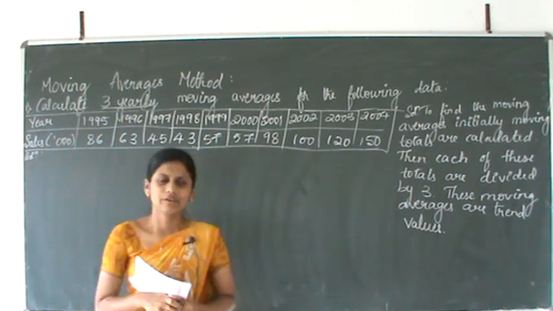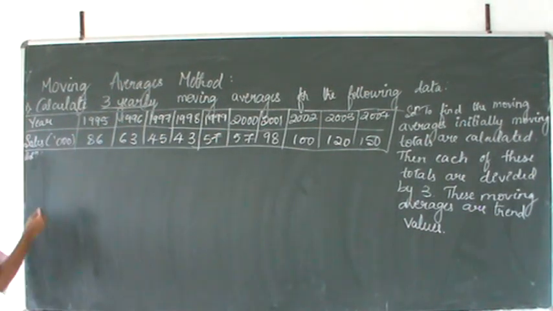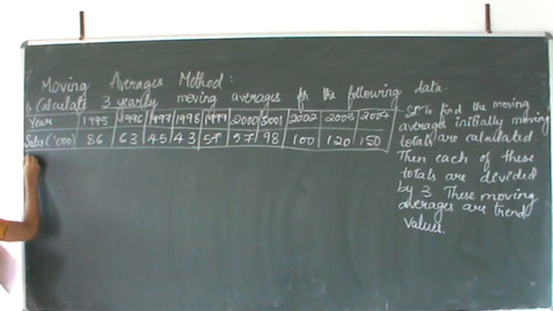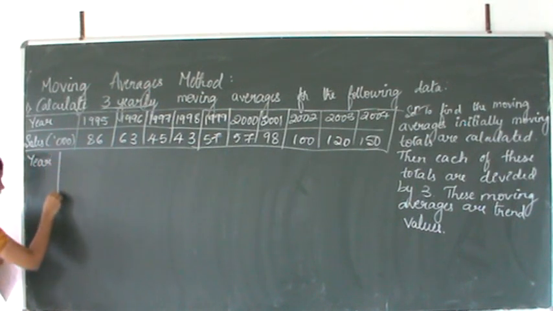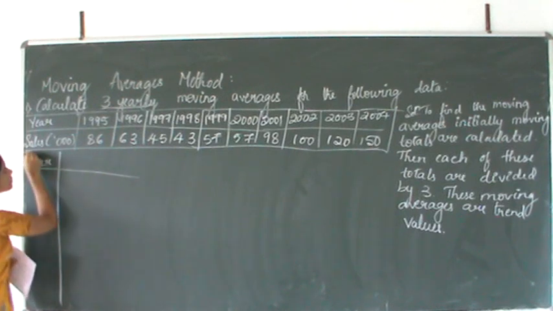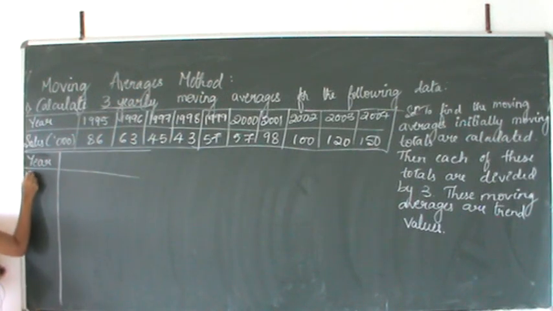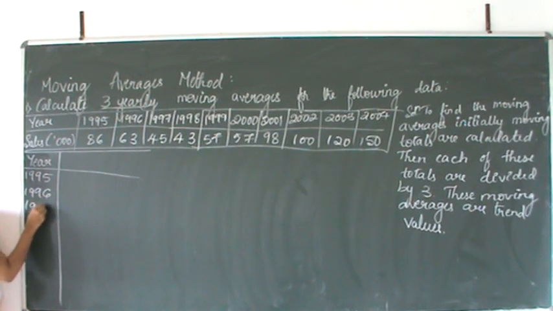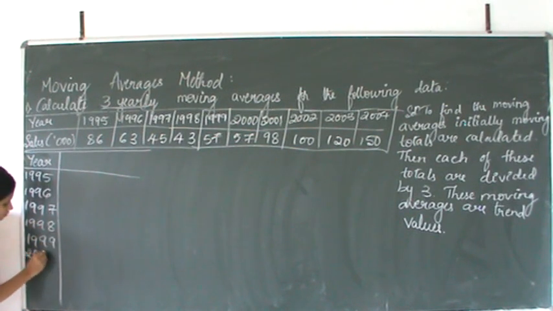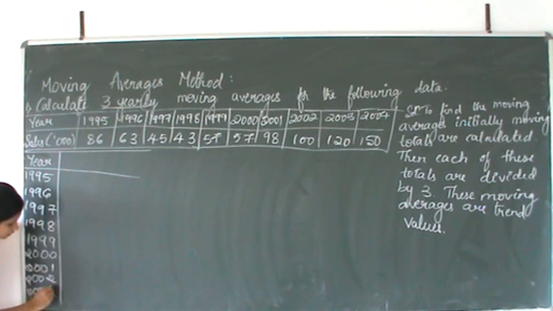So first we will calculate. First column is year, starting from 1995, 1996, 1997, 1998, 1999, 2000, 2001, 2002, 2003 and lastly 2004.